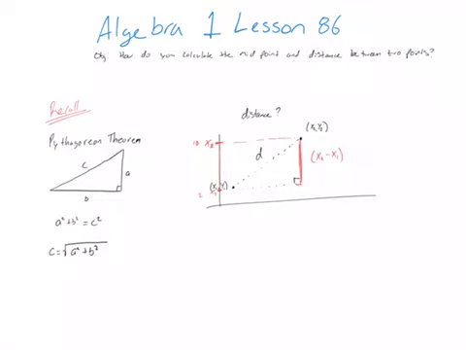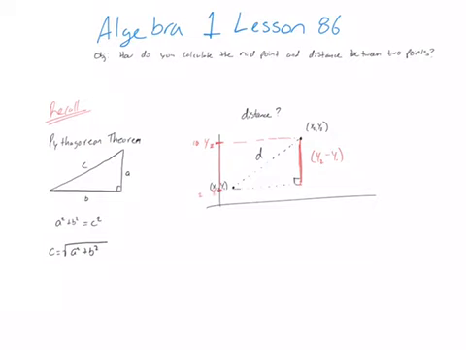And by x2 and x1, I actually mean y2 and y1. This is y2, y1. So y2 minus y1, sorry, because these are on the vertical axis. I don't know what I was thinking here.